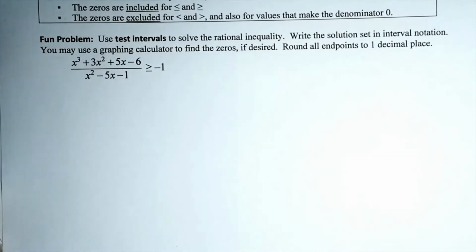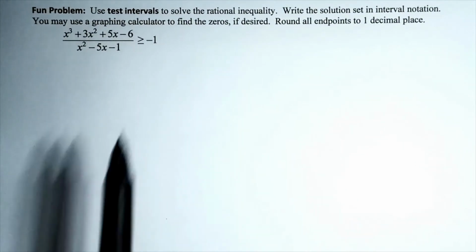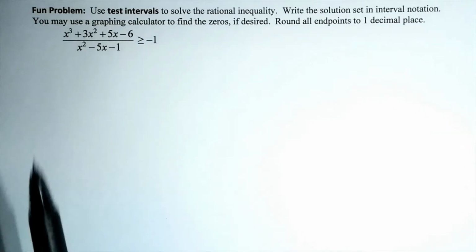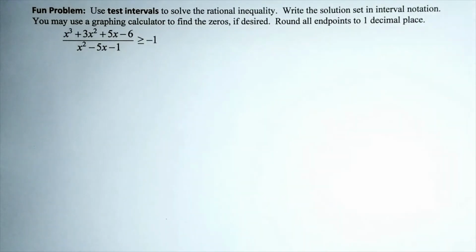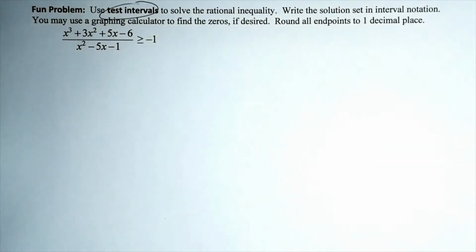Okay, so same direction. Let's come to the chase. We have a rational expression and an inequality symbol, so altogether we have a rational inequality. We are not given the green light to solve it however we like. We have to use test intervals. So again, is this technique or bust?